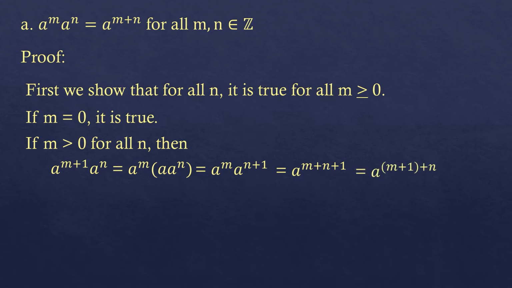And then we can rewrite it, or we are going to use the commutative property in the exponent. So we are interchanging 1 and n, so it becomes m plus 1 and then plus n.